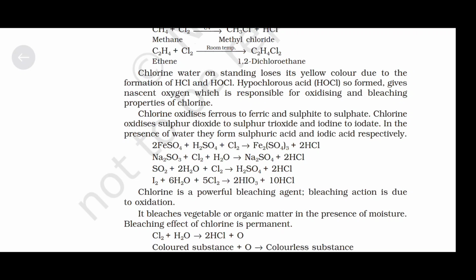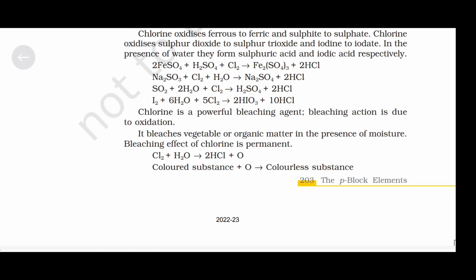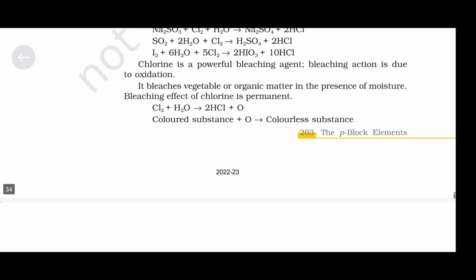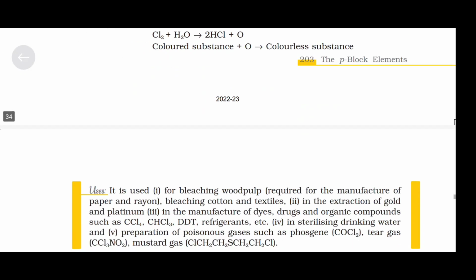So here there are some reactions given. You can look at the screen, pause the video and go through it. Chlorine is a powerful bleaching agent. Bleaching action is due to oxidation. It bleaches vegetable or organic matter in the presence of moisture. Bleaching effect of chlorine is permanent. Cl2 plus H2O gives 2HCl plus nascent oxygen. Colored substance plus oxygen gives colorless substance.